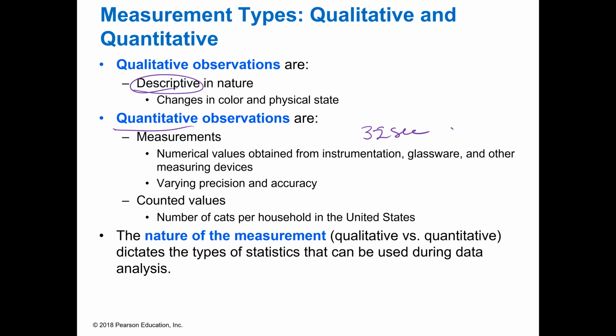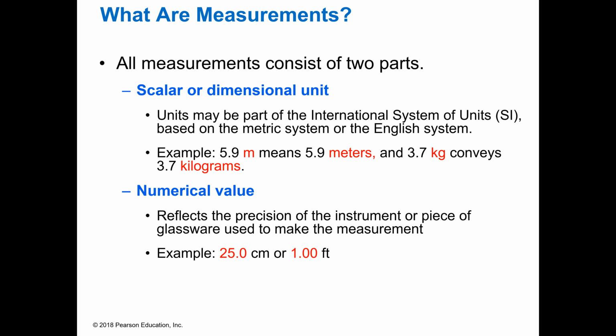We have to look at something called precision and accuracy in measurements, which we're going to talk about a little bit later. If we count things, that's an exact measurement, a specific number of things. You can't have a half when you're doing that. But in measurements, you can estimate some things, so we'll look at that. And the nature of the measurement, whether it's qualitative or quantitative, usually dictates what kind of statistics you use for it.